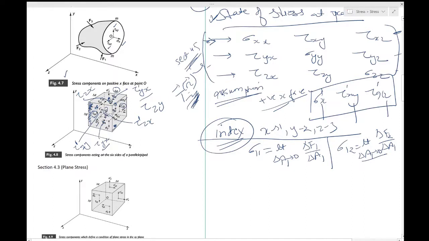That would be the limit as delta a3 tends to 0 of delta f1 divided by delta a3. So that's how you would write sigma 31. Sigma 13 is already given in your book, so you can have a look at it. As I've said, we won't be using this notation, and in the more general form, this can be written as sigma ij equals the limit as delta A i tends to 0 of delta F j by delta A i.